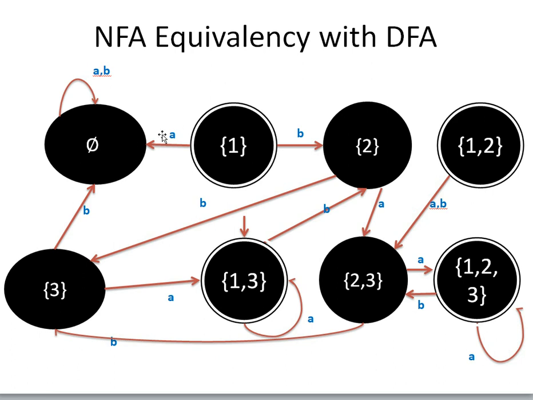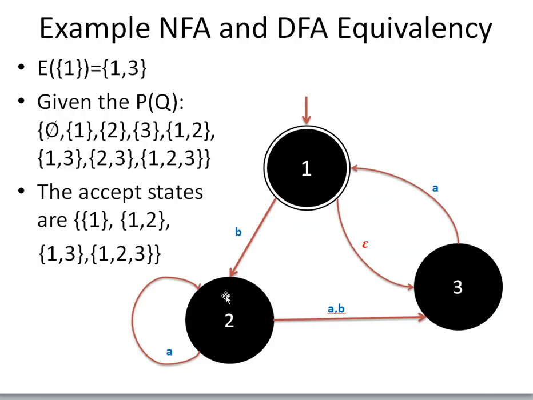So the alphabet is A and B. So we're going to explore A and B. If we have 2 and we give 2 B, what's going to happen? It's going to go to 3. And if we give 2 A, it's going to go to 2 itself, and also it's going to go to 3.